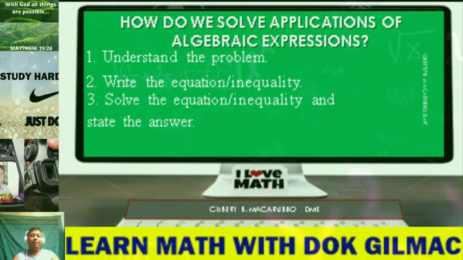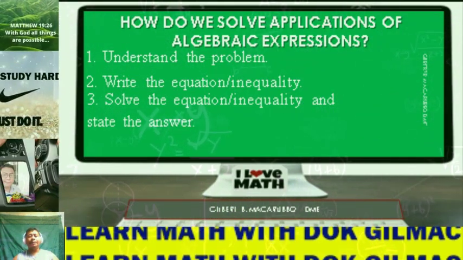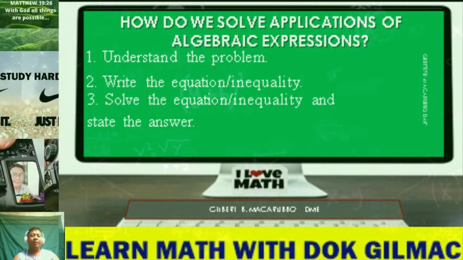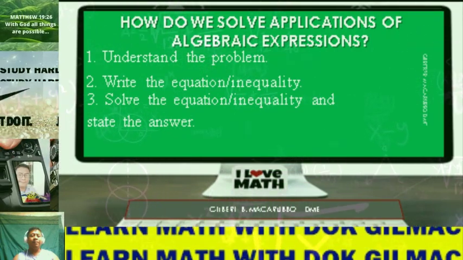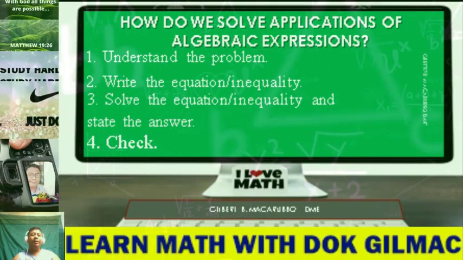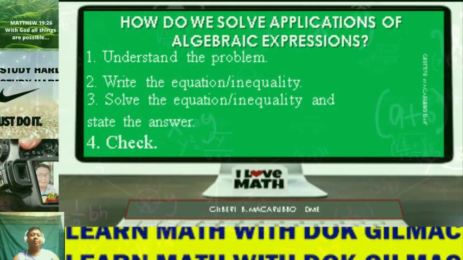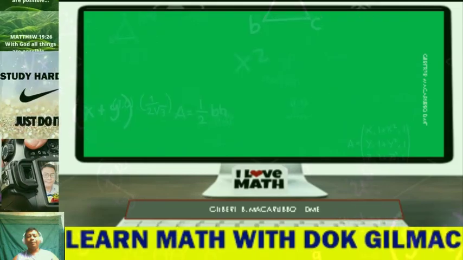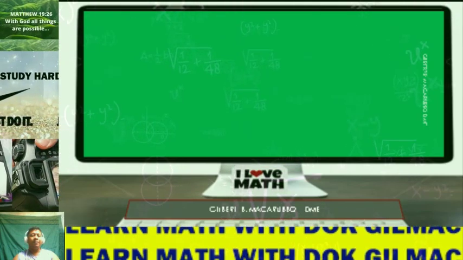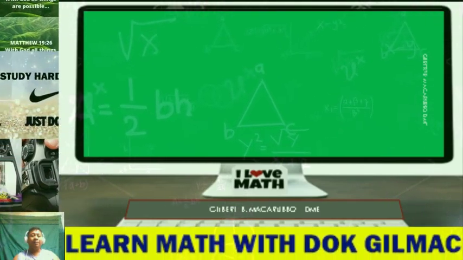Number 3, solve the equation or inequality and state the answer. So you must perform the given operation to be able to determine the answer of the given problem. Number 4, check whether it corresponds the correct answer to the given problem. Before discussing examples on problems involving algebraic expressions, let's have first a warm-up drill.